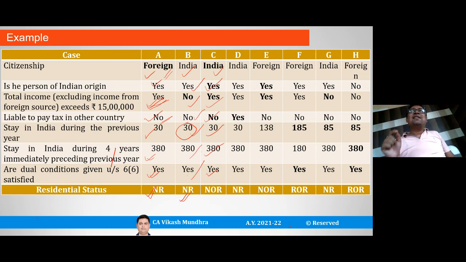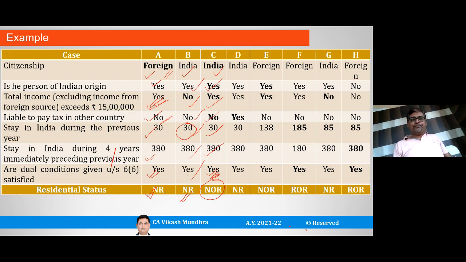Since he is a resident in India due to the deeming provision of section 6(1)(a), he is classified as a not ordinary resident, though he satisfied dual condition given under section 6(6). Be careful. Though he is satisfying dual condition given under section 6(6), since he is a resident due to the provision of section 6(1)(a), he should be a not ordinary resident.